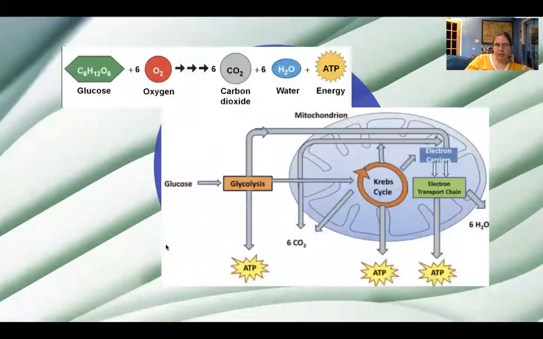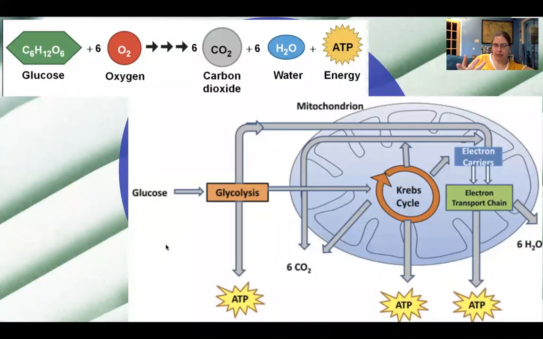All right, so a picture to kind of summarize. First, the equation: 1 glucose plus 6 oxygen gas will give us 6 carbon dioxide plus 6 water molecules plus about 36 ATP. And a summary of what is going on. Glucose enters the cytoplasm, goes through glycolysis. We are going to make 2 ATP there, as well as some electron carriers. Those electron carriers, the NADH, are going to move up and go to the electron transport chain.